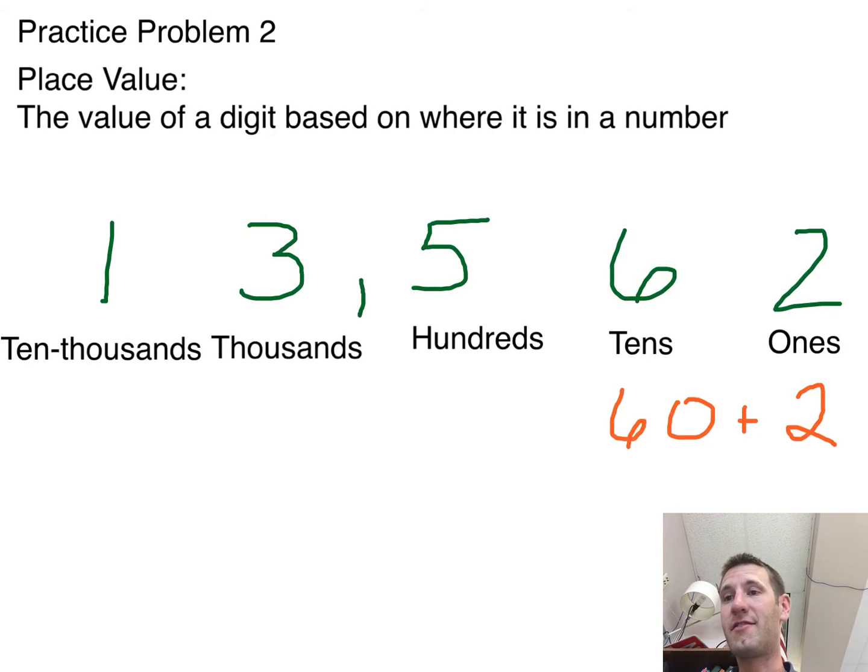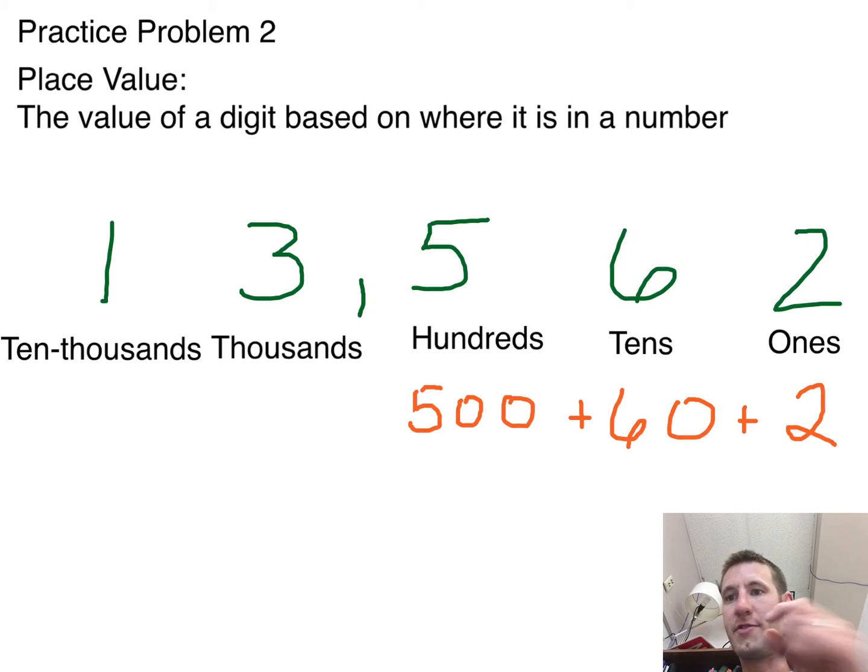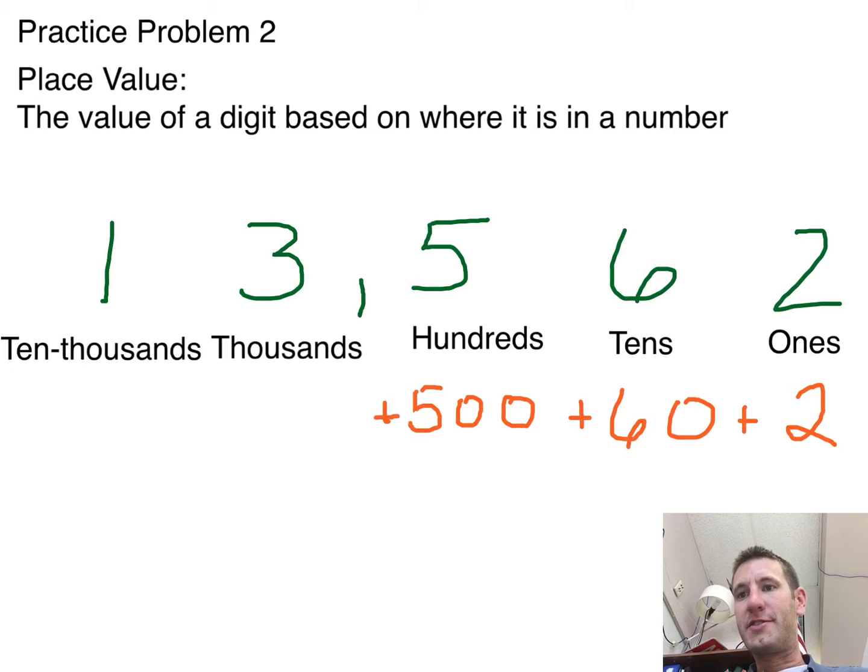Then I'm going to move over here, and I'm going to say, all right, well, there's 5 hundreds. And I think of those flats, those base 10 block flats. The value is 500. So far I have 562, and I can expand that or decompose it into 500 plus 60 plus 2. As I move to the thousands place, I might say there's a 3 in the thousands place, but it's worth 3,000. Because there are 3 thousands in it.